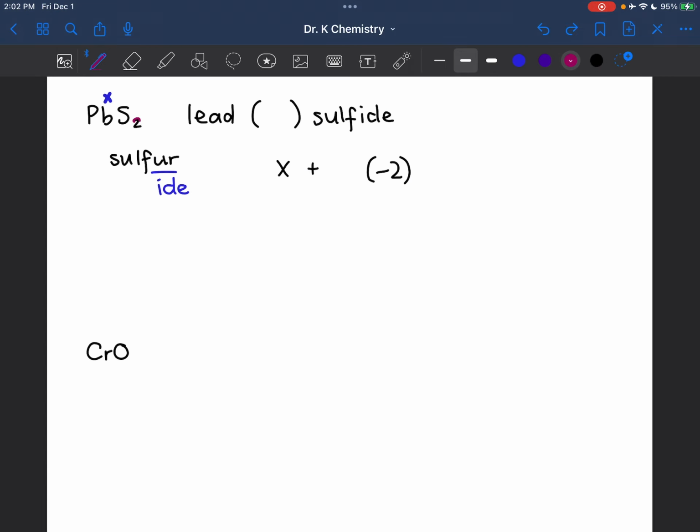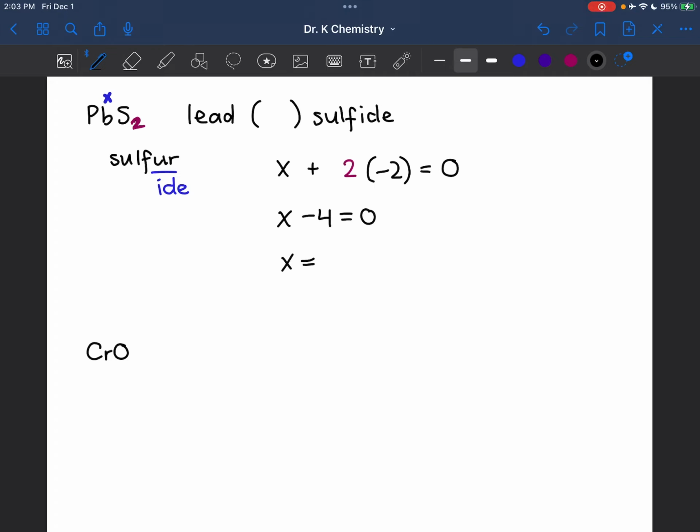Then I'm going to look at the subscript in the formula, and there are 2 sulfides in that particular formula. So I need to multiply that charge by 2 to account for the 2 sulfides. All of these charges have to add up to 0 because that's the only way that I can generate a stable neutral compound. And now that I have that set up, I can solve that equation. So x plus 2 times negative 2 will give us negative 4.